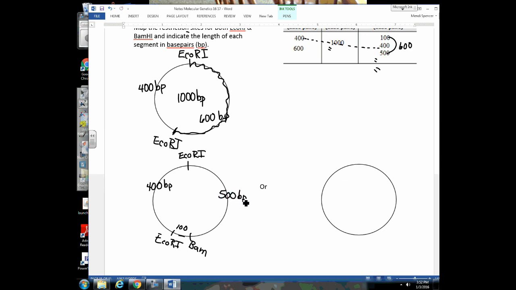Let me show you, though, that there can be different answers, both correct, for this problem. Because if you think about it, I cut with ECO here and here. Remember this segment right here, this one was 600. If I have a restriction site here for BAM, it would still give me the same results. So let's put ECO here, BAM here, and this would be 100, this would be 500, and then this one would be 400 base pairs long.